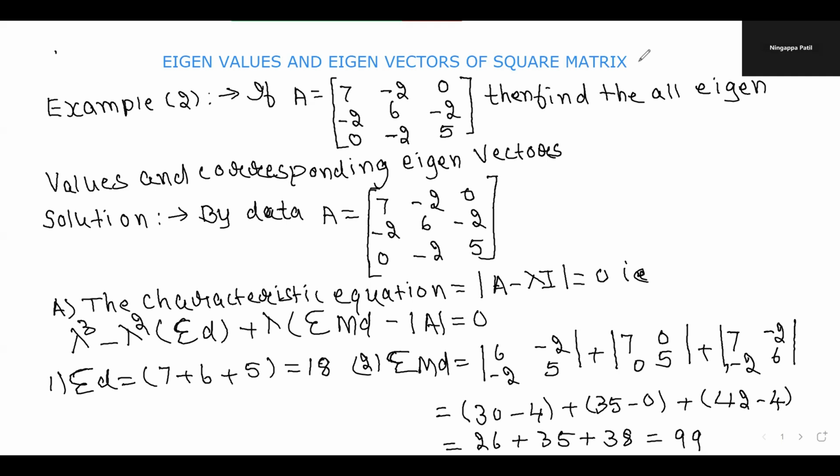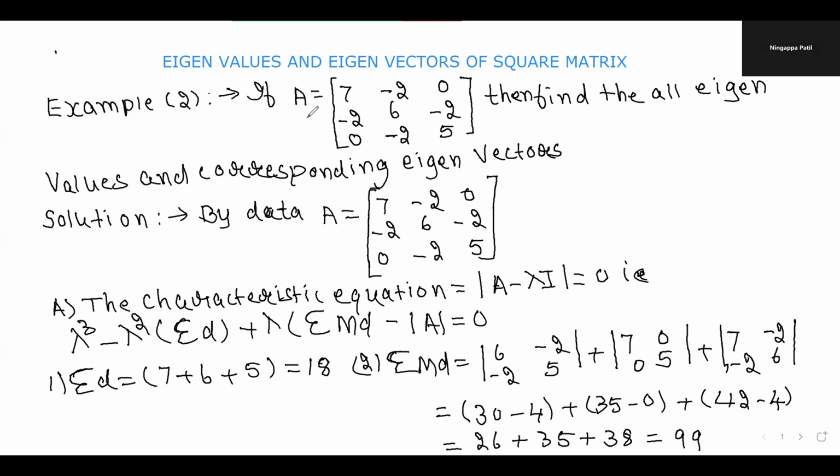Now today we are going to do eigenvalue problem. Eigenvalue and eigenvectors of a square matrix. And example 2. Already one example yesterday I posted, uploaded in the YouTube. Please go through it. And this is the second example.